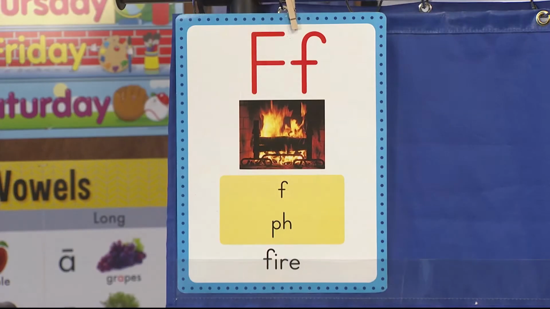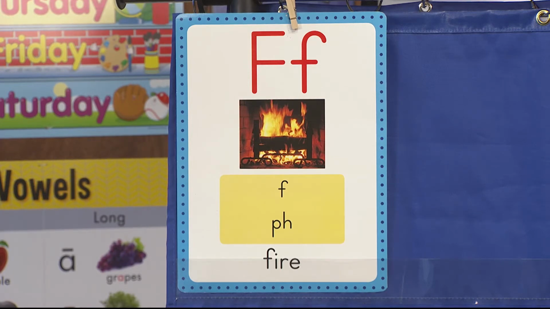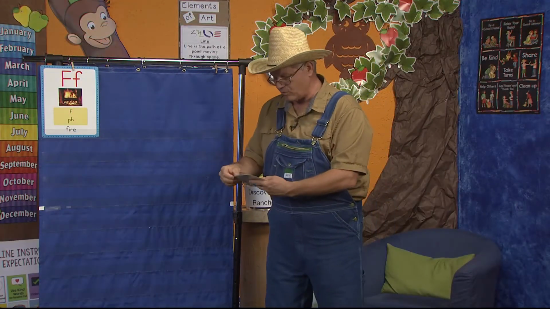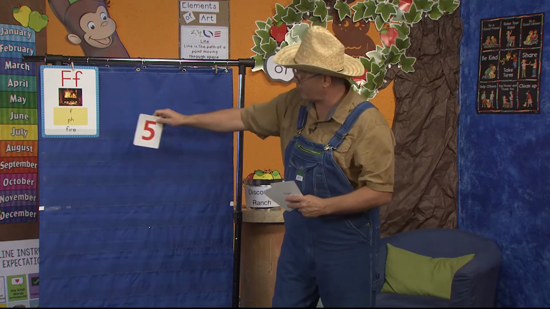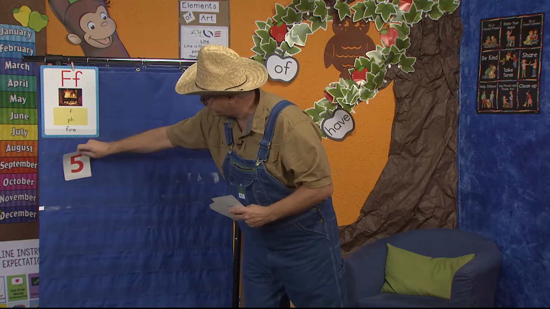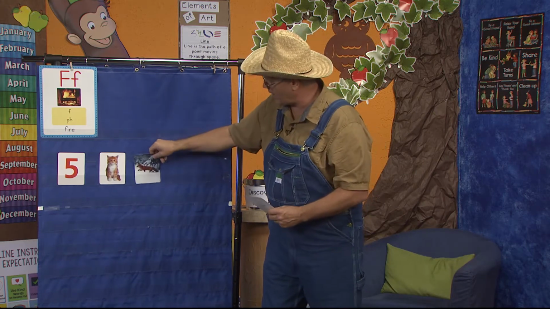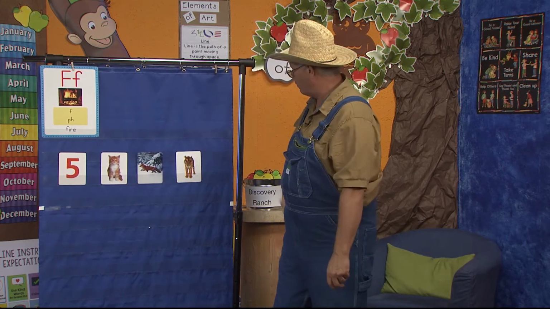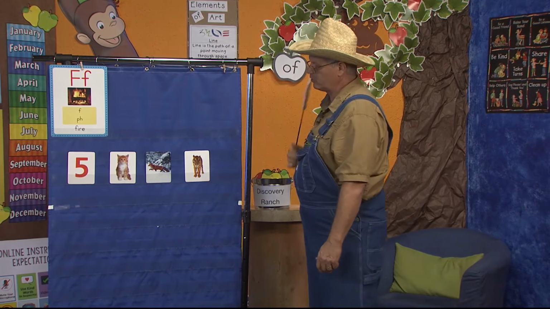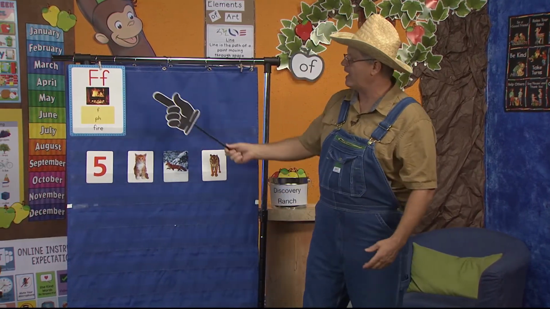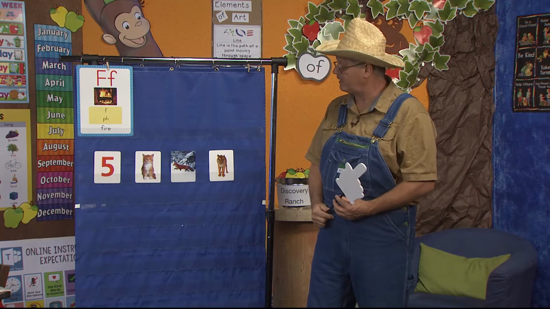Fire. Fire. Do you hear that first sound? Right, because F has the phoneme of F. F is for F. Let me get my picture cards right in here, and we can look and see all these pictures. I have five. I have kitten, fox, and tiger. What I need to do is find which picture has the same beginning phoneme as F. Remember, it's F is for F.